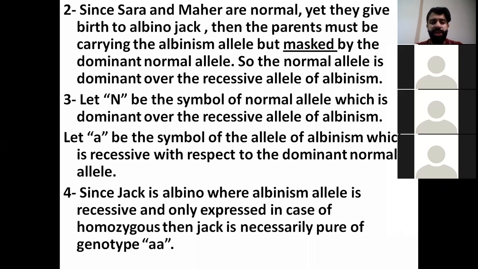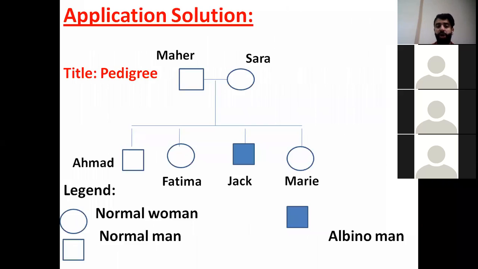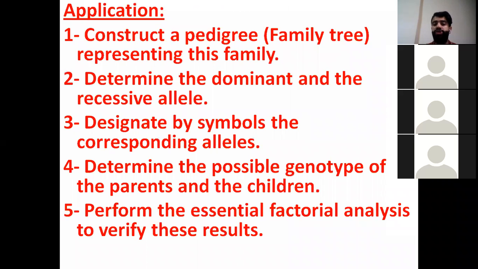Designate by symbols each of the corresponding alleles. So I have to give: let N capital be the symbol of the normal allele, which is dominant over the recessive allele of albinism. And let A small be the symbol of the allele of albinism, which is recessive with respect to the dominant normal allele. This is parts 1, 2, and 3. Determine the possible genotype or genotypes of the parents and their children.